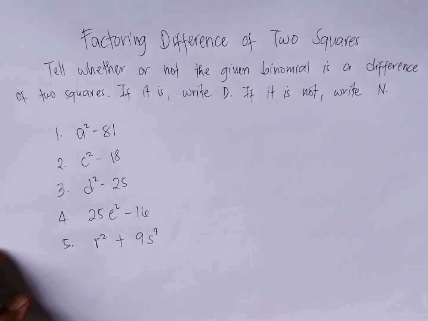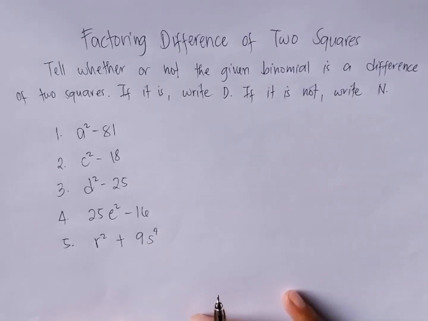Factoring difference of two squares. Tell whether or not the given binomial is a difference of two squares. If it is, write D. If it is not, write N. Number 1, a squared minus 81. The answer is D.